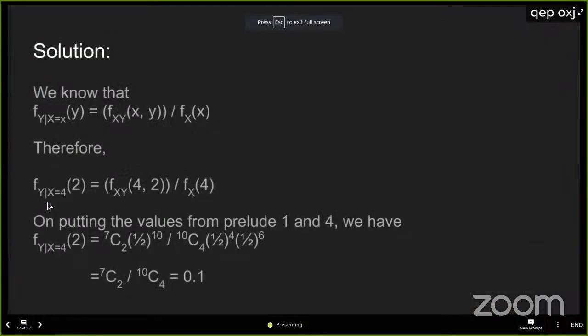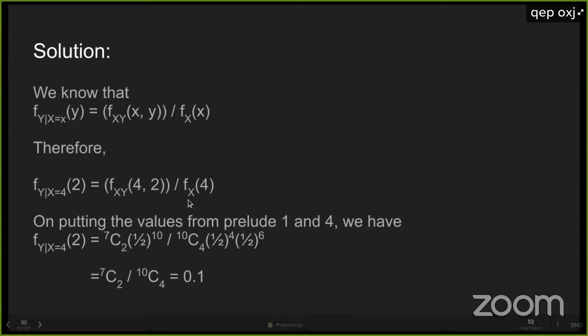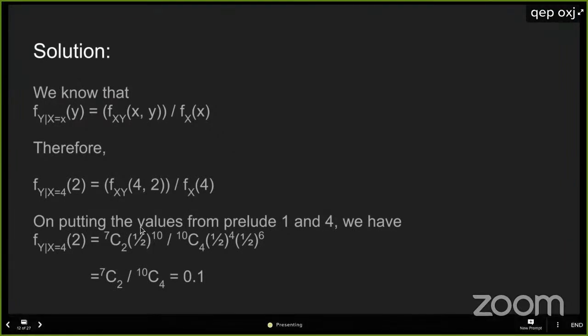What is this? Fy given x equals 4 of 2 is fxy of 4 comma 2 divided by fx of 4, right? 2 heads before 1 tail, this is the meaning, no? There are at least 4 heads and 2 heads before 1 tail. For now, keep this as it is. We'll go to the second question, and there is a table. In that table, I'll try to explain what this means. Then we'll come back to this question.